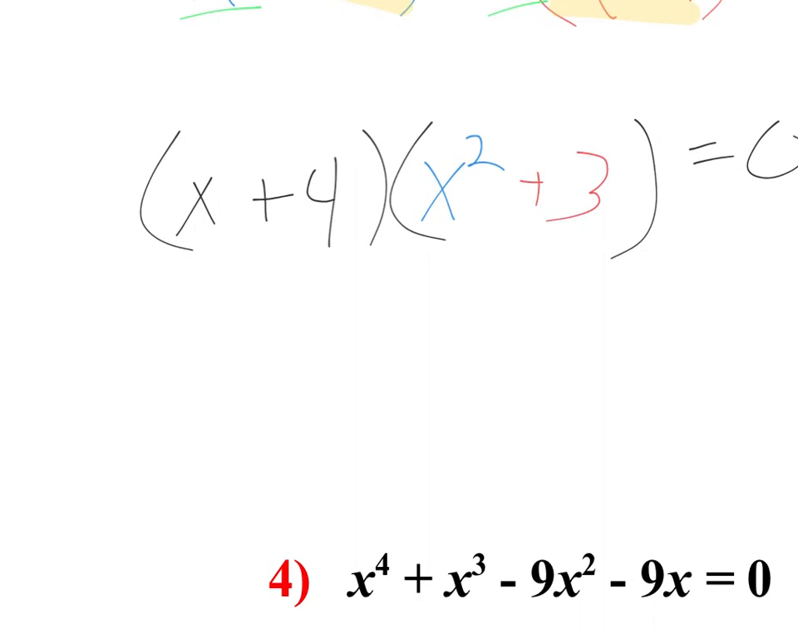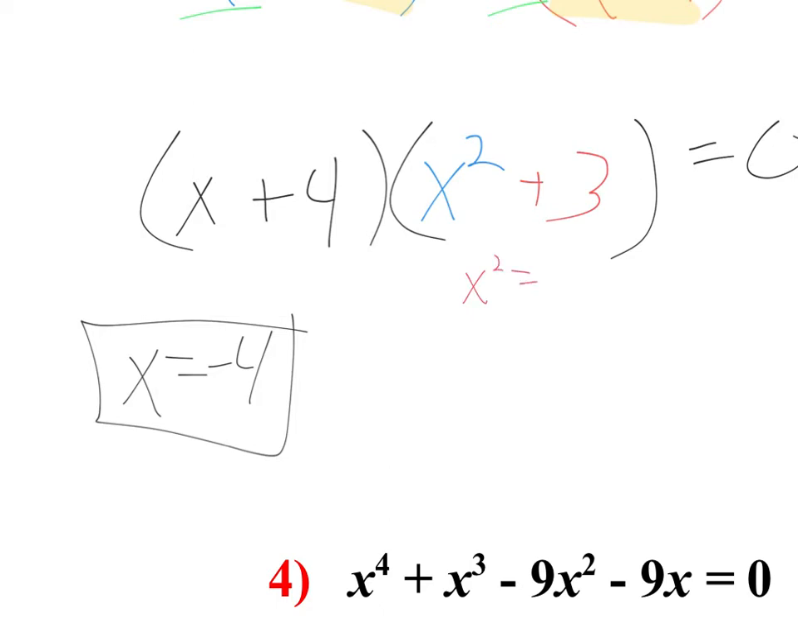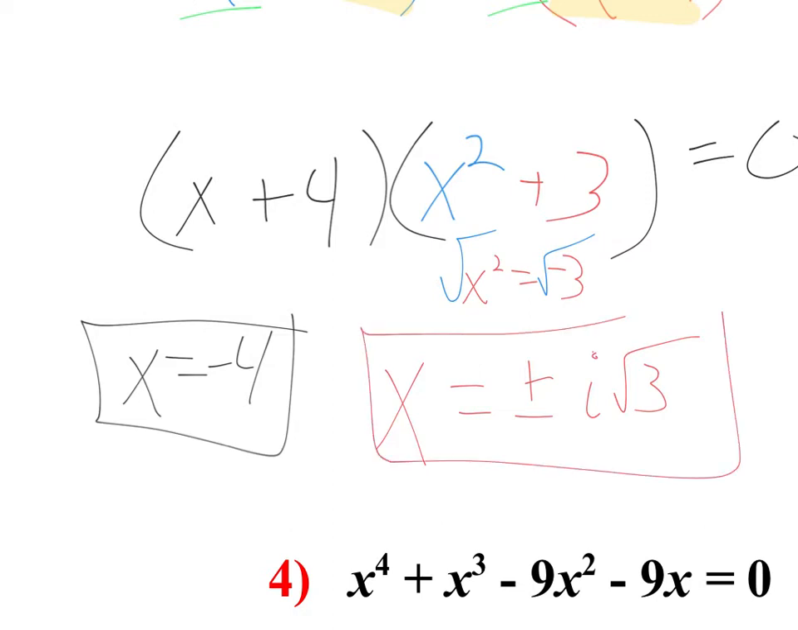So now let's get our answers. I've got x equals negative 4, and then x squared equals negative 3 if I move that 3 to the other side. Take the square root. I'm getting x equals positive or negative. Let's see, the square root of negative 3. It's going to be i rad 3. So I've got 1, 2, and 3 solutions.